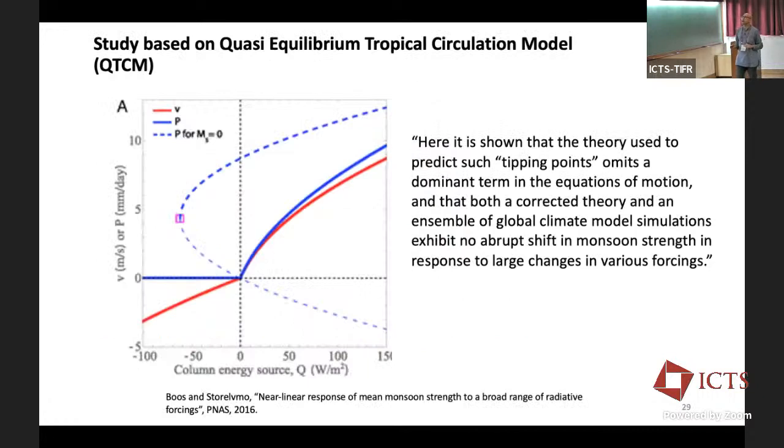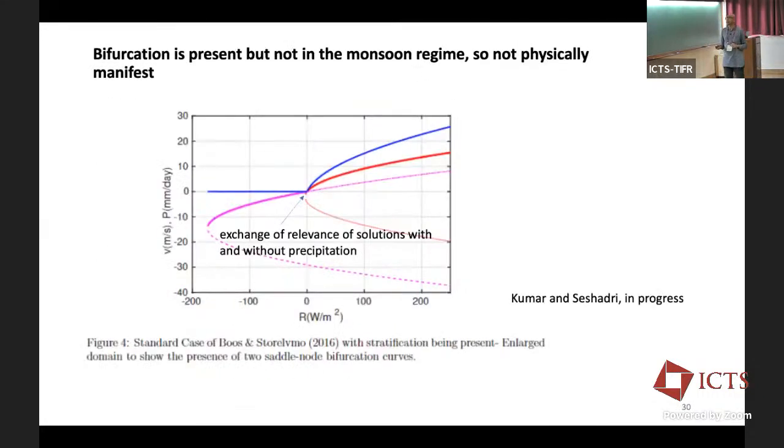So the question is, how is there no bifurcation, even though these equations are nonlinear? And there's some ongoing work led by my colleague showing that really there's an exchange of relevance of solutions. So in the monsoon regime, we're concerned with the net column energy input R being positive and corresponding seasonal mean precipitation being positive. That solution has to be spliced together with another solution for the non-monsoon regime. And it turns out you do have a bifurcation in the non-monsoon regime, but not in the monsoon regime. And that's because of the dominant stabilizing effect.